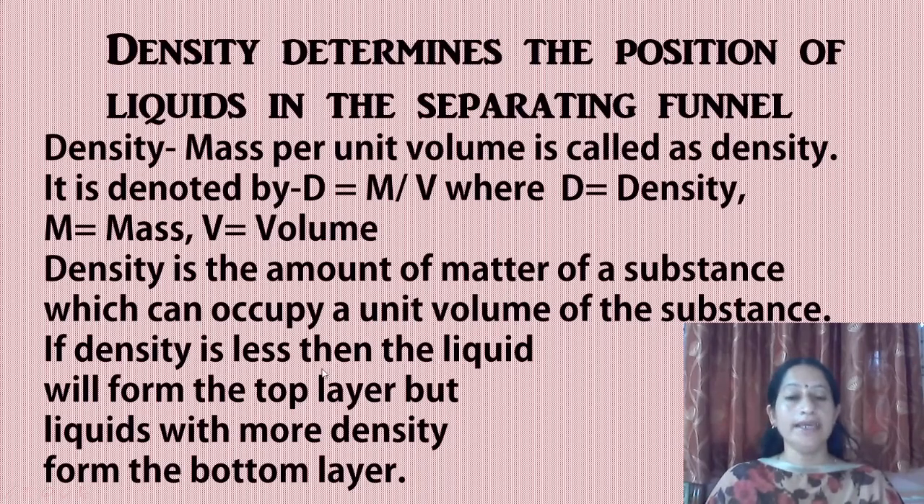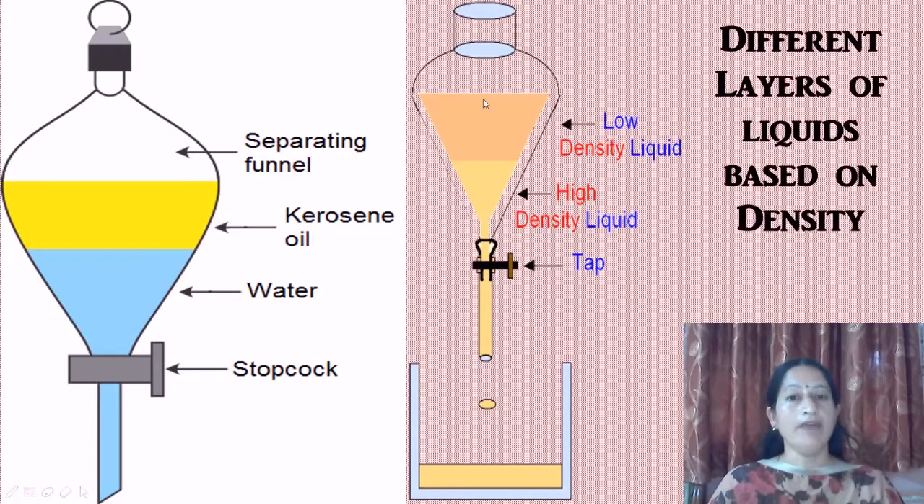So if density is less, then the liquid will form the top layer, but if density is more, then the liquid will form the bottom layer. Because density is more means the mass per unit volume of the liquid is more, so naturally it will form the bottom layer, and if the density is less, then mass per unit volume of the liquid is less, so it will form the top layer. So hope students it's very clear to you what is density and why the liquids are forming these different layers as shown here.